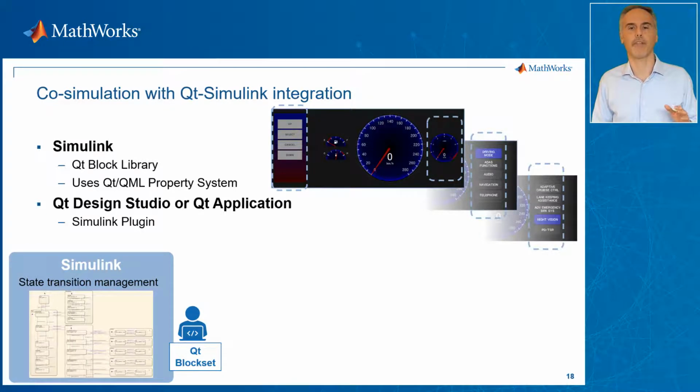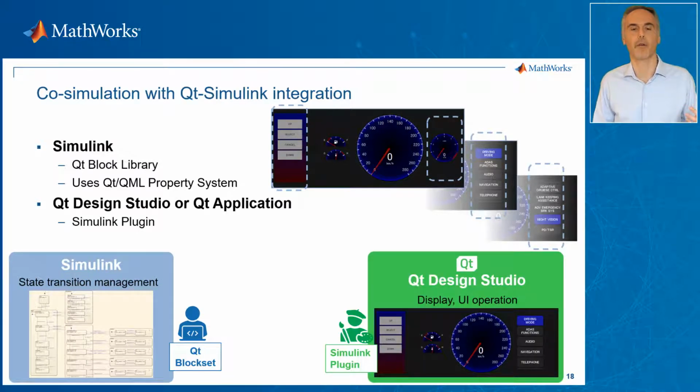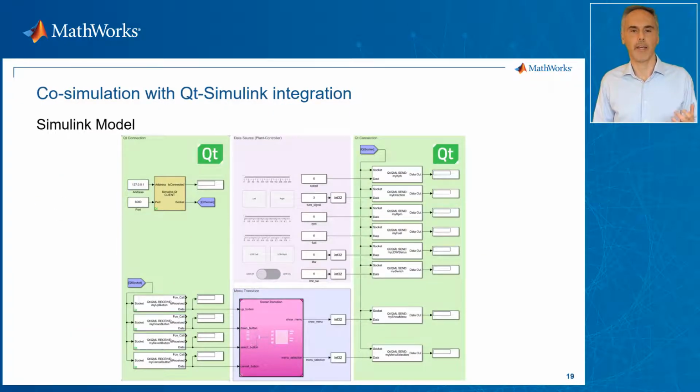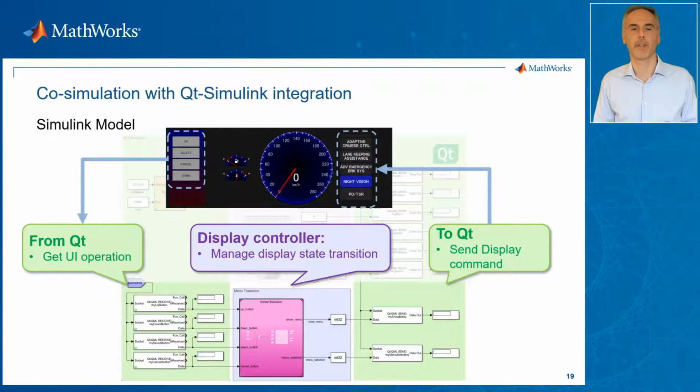In the Simulink simulation on the left, UI operations such as display switching and movement between menus are received from Qt, and things like display commands and states are sent back to the Qt application. And here is an example of the business logic implemented with the Qt block set. The identifier for each block is the Qt property name to be sent and received by the Qt or QML application. And the core of the business logic is at the center in the purple block. Inside this block, there is this state flowchart that manages the display state transitions.